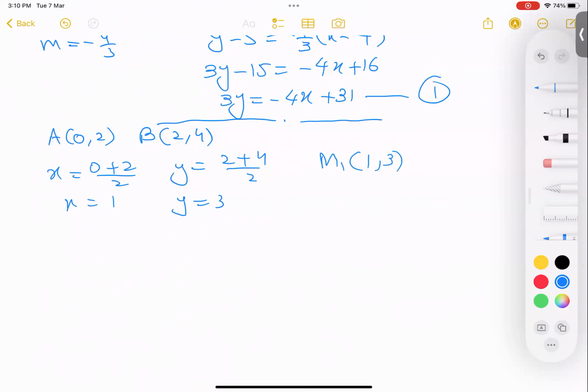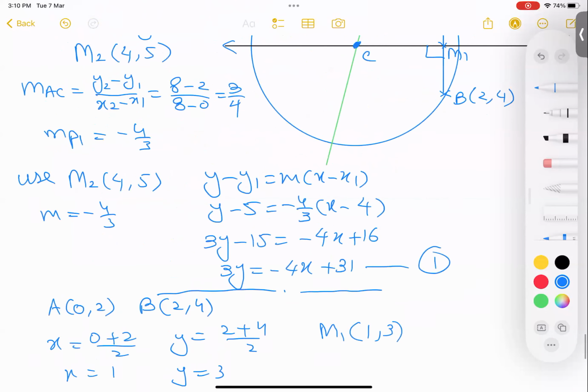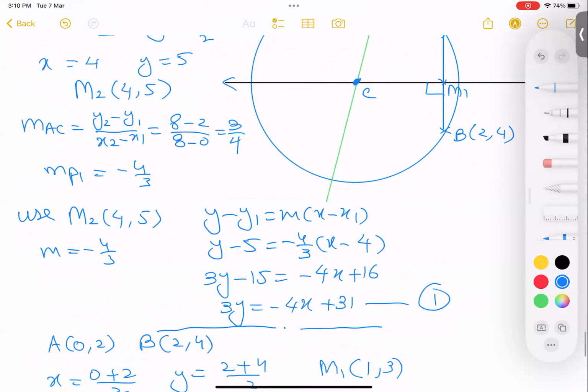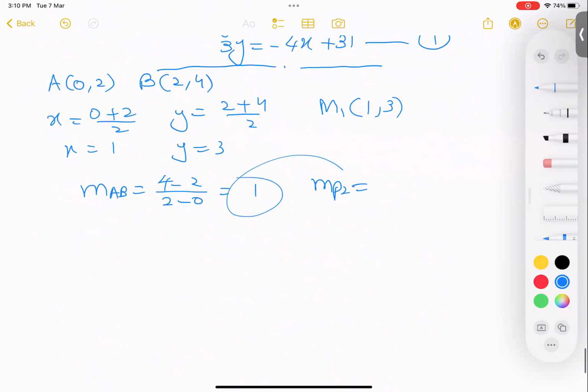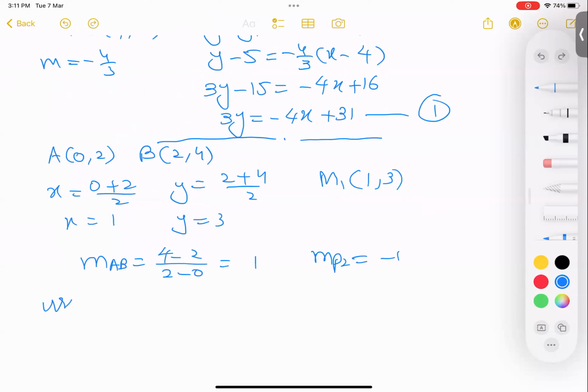And now I'm finding the gradient of AB. Y2 minus y1, 4 minus 2 over 2 minus 0, and I got a gradient of 1. The gradient of perpendicular 2 is the negative reciprocal of it. Flipping 1 by 1, no change, minus 1. Now for the equation, make sure to use M1 (1, 3) and gradient minus 1.